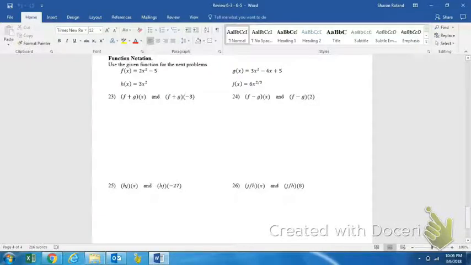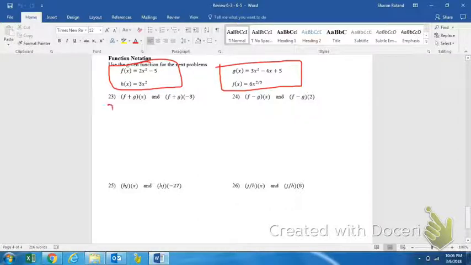Okay, on 23, 24, 25, and 26, you're going to use these equations. So there's f of x and h of x, there's g of x and j of x, and then you just do what it asks you to do. So 23 asks you to add f of x and g of x.